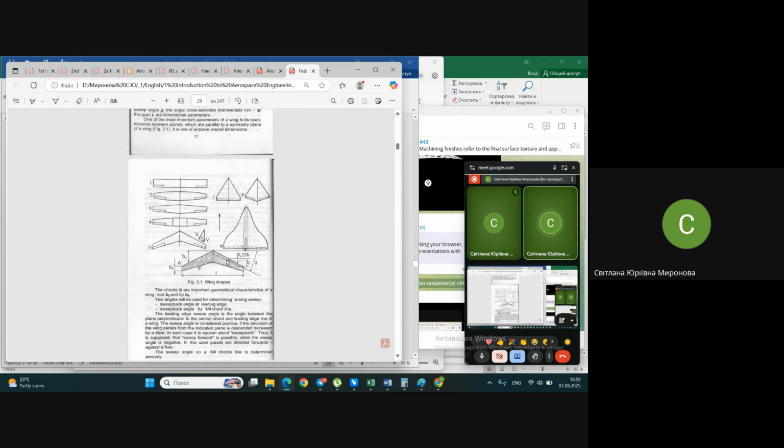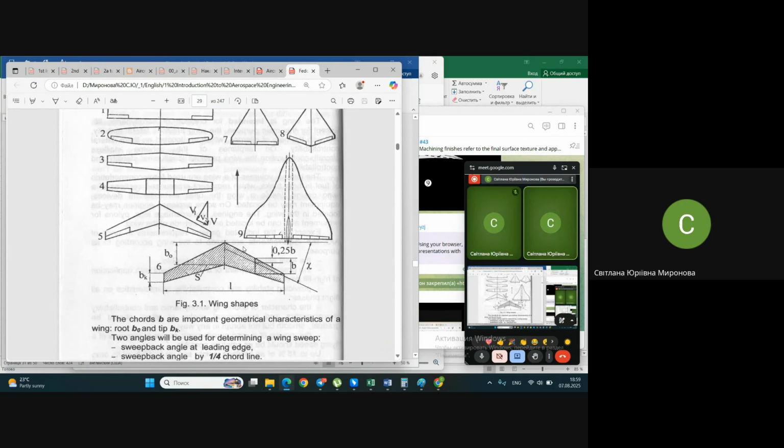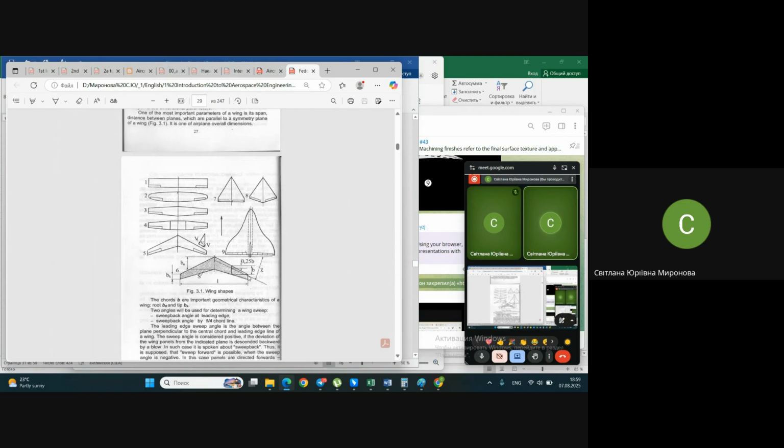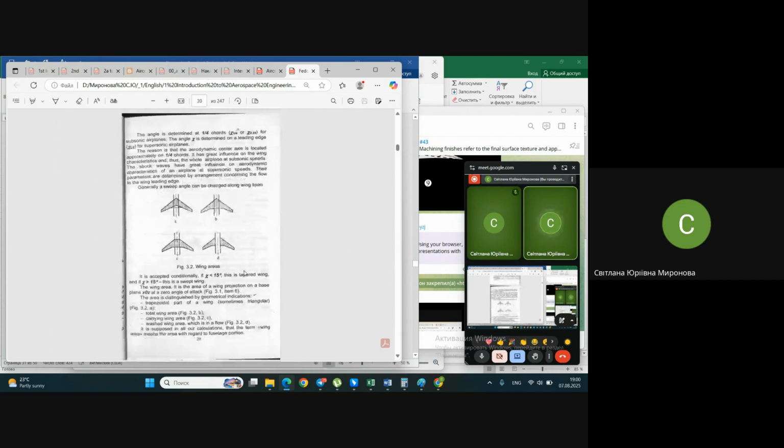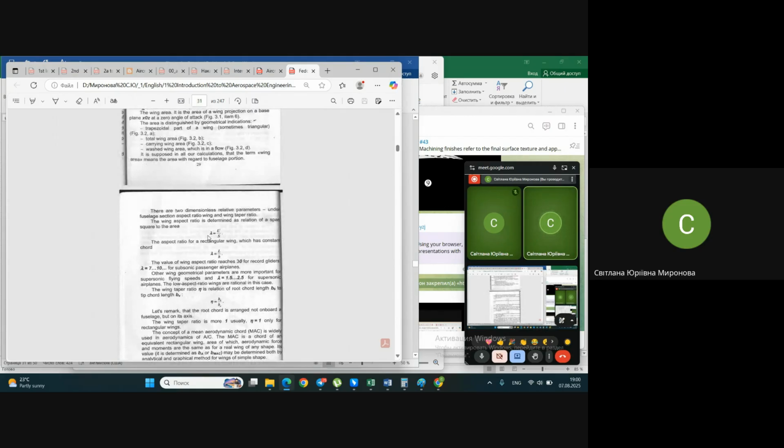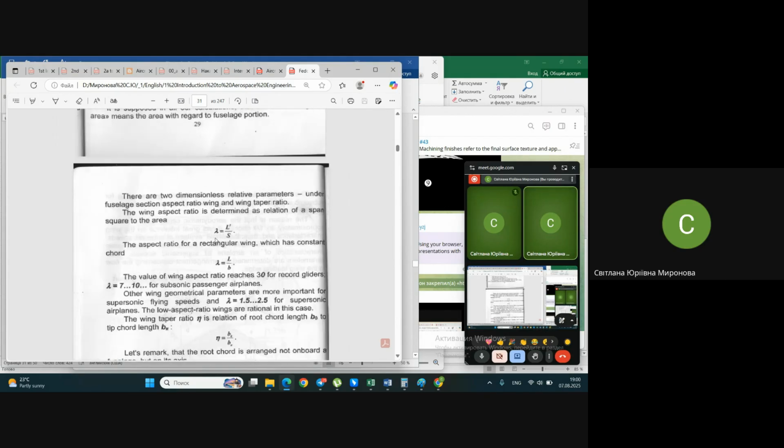Here, do pay attention, in the first picture, it's already explained some parameters of the wing like span, chord, area, and so on, and angle of sweepness in case you use a swept wing. And additionally, it's explained next what we understand as wing aspect ratio.